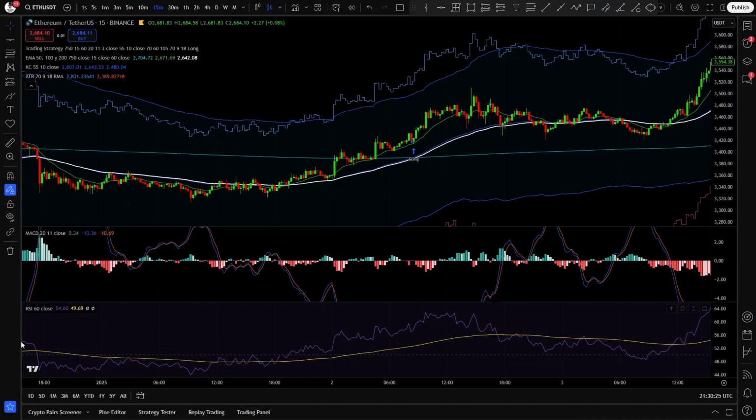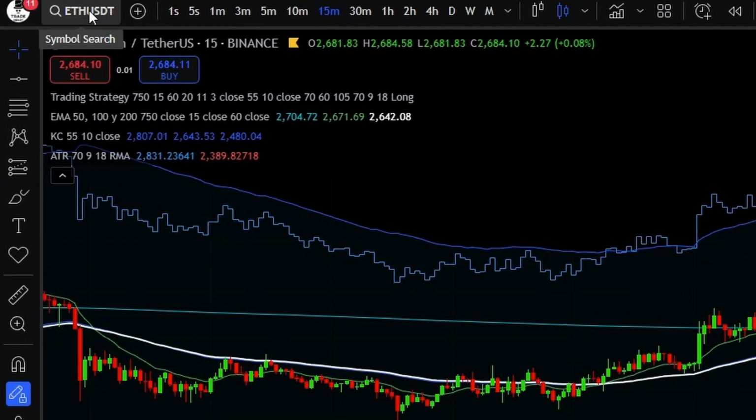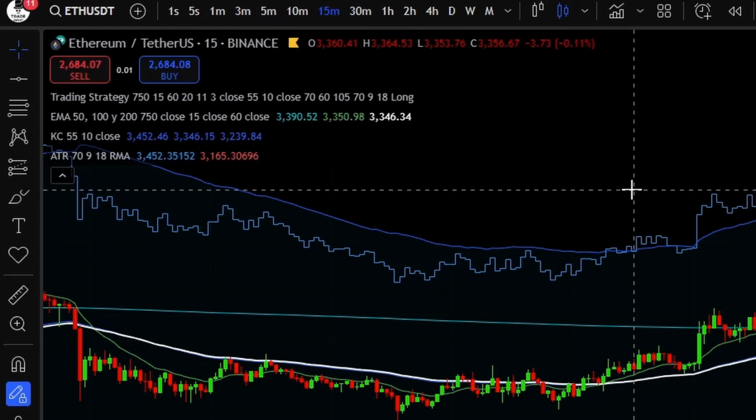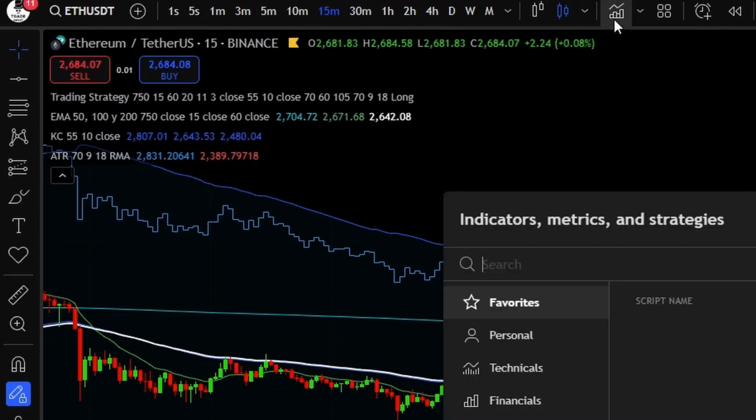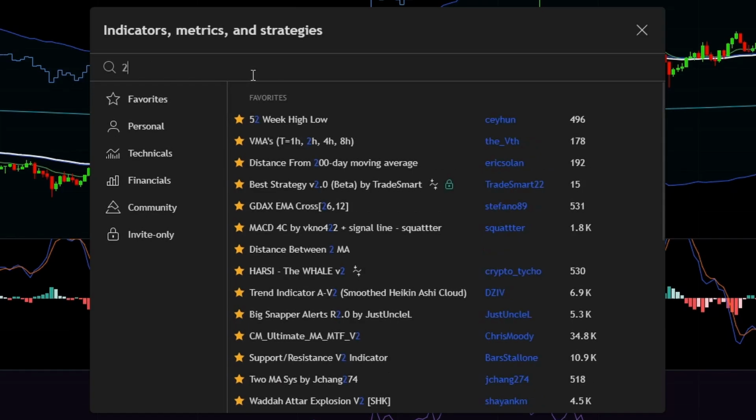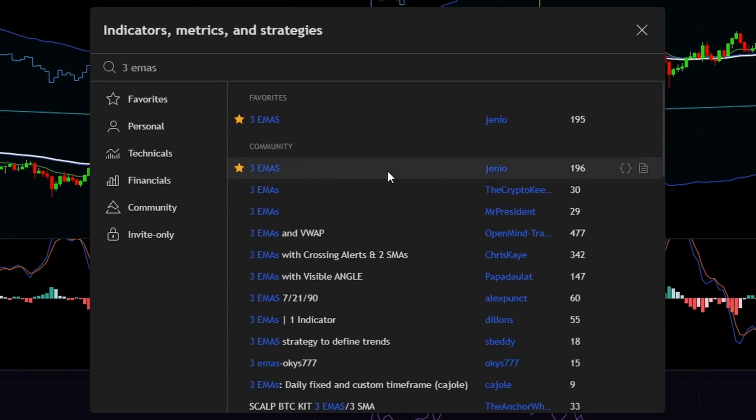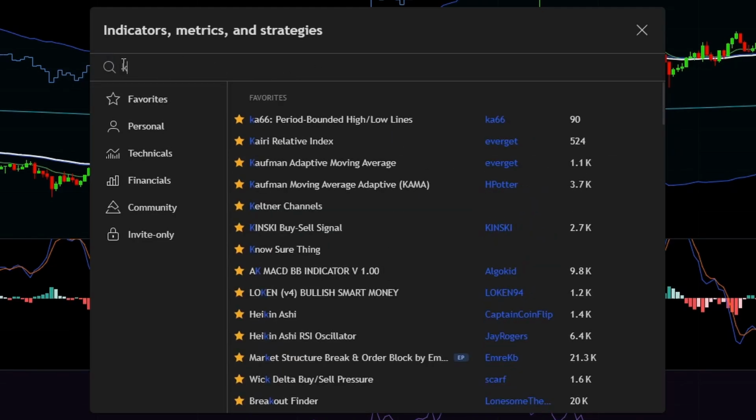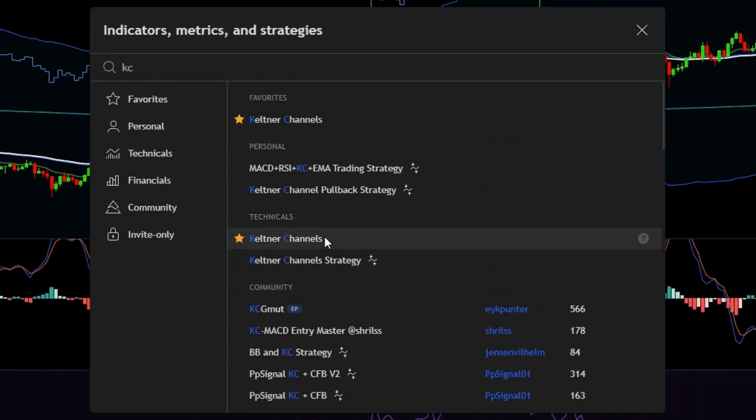Okay, so for this strategy, open up TradingView and set up the ETHUSDT 50-minute chart. Once you got that, let's add our indicators. Open up the Indicators tab and first add 3 EMAs. Click on this one. This indicator contains 3 different EMAs, as it says. Then type in KC. That will bring you to the Keltner channel, add this one.